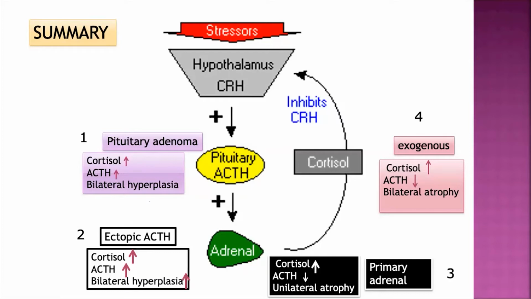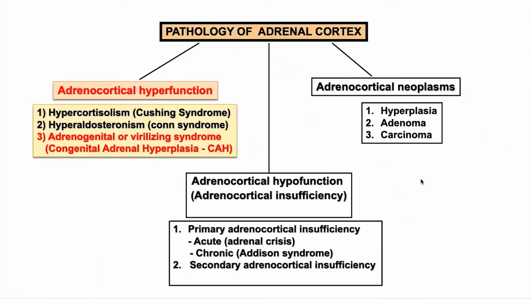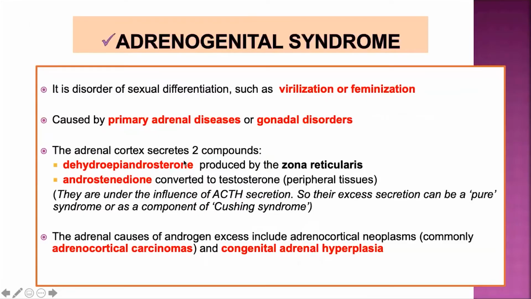The same thing with exogenous cortisol. Of course, there will be an increase in the cortisol level in the body, but ACTH will be low because of negative feedback to the pituitary gland to suppress the ACTH. When ACTH is suppressed, there will be bilateral atrophy of both adrenals, right? Okay. So now, settle hyperaldosteronism. Now we go to the adrenogenital syndrome.